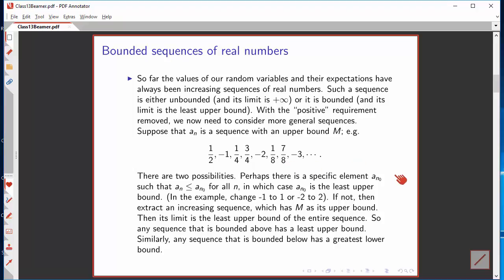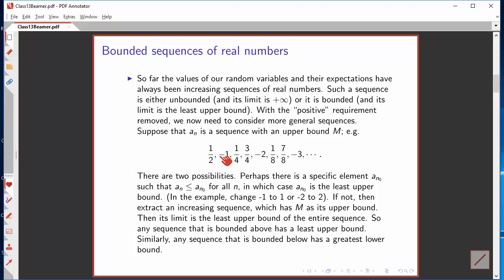More generally, there are two possibilities. Very frequently, there is a specific element in the sequence that is at least as great as any other element of the sequence, and in that case, that individual element is the least upper bound.